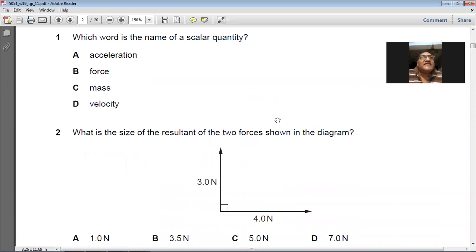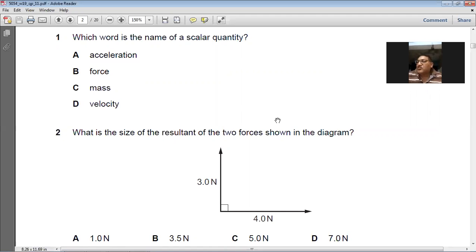Which word is the name of a scalar quantity? Acceleration is a vector quantity. Force is a vector quantity. Mass is a scalar quantity. Velocity is a vector quantity. So C is the option. Question number 1, C is the option. Mass is a scalar quantity.